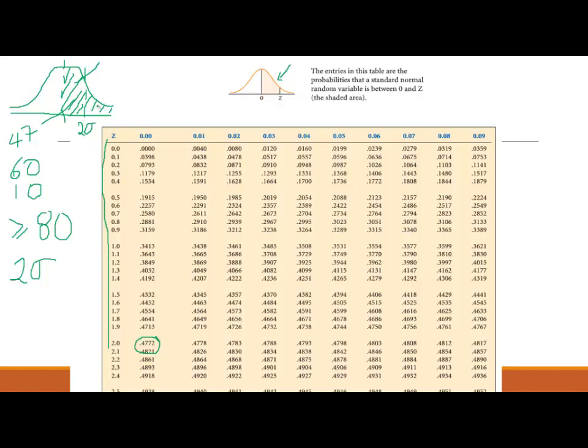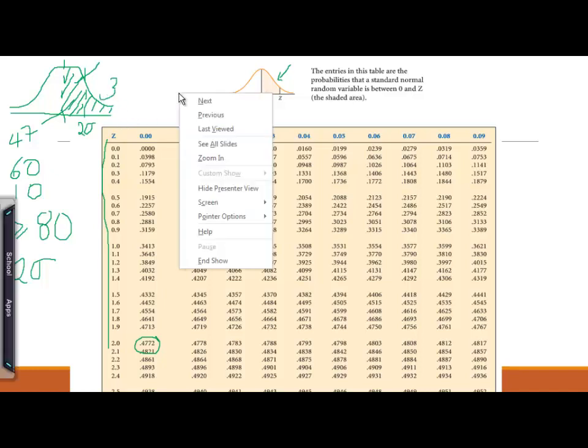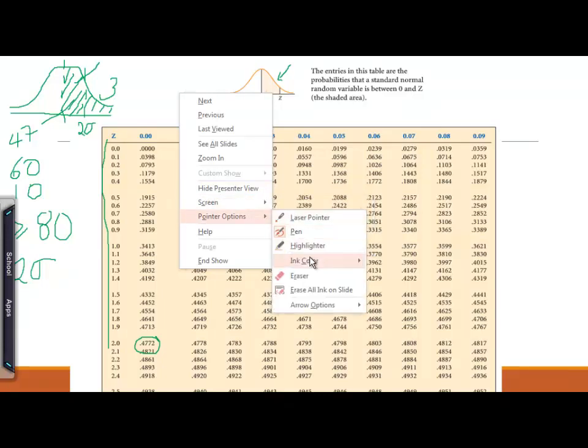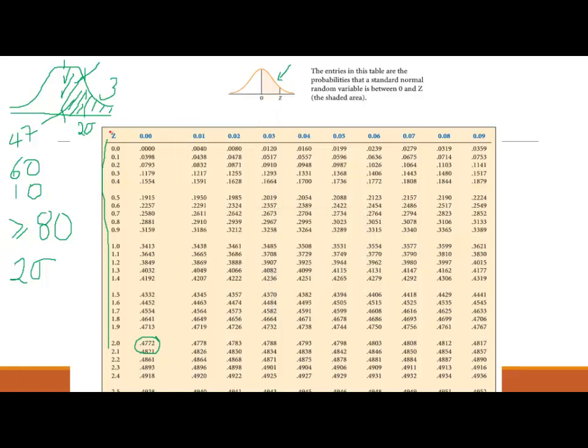So what is the probability that they make more? Remember, the whole right side is 50%. If this area in here is 47%, then the area outside is going to be 3%. Okay, only 3% of the juggler population, based on these numbers, makes more. Only 3% make more than $80,000.